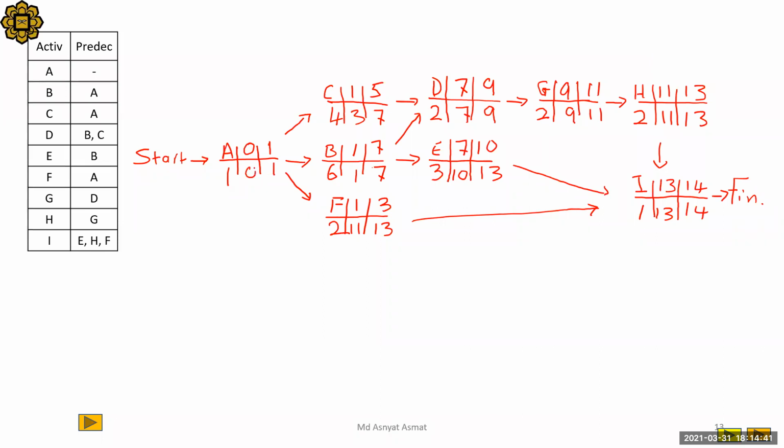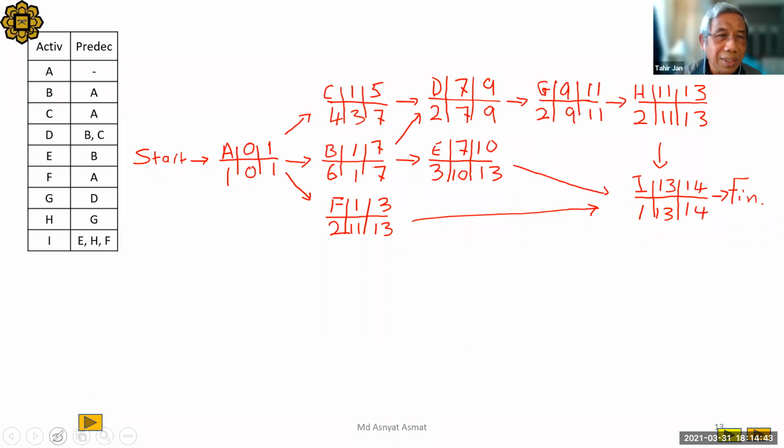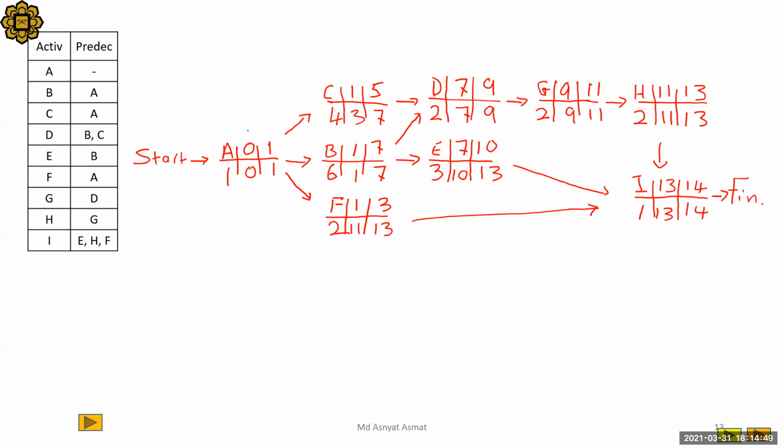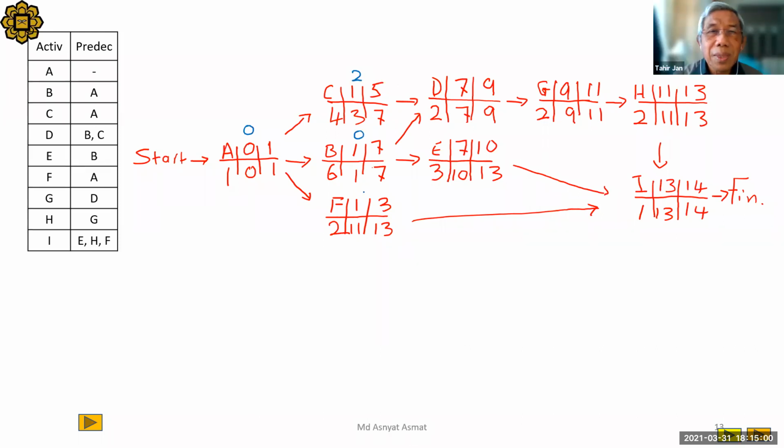1, 0. Okay. So I think we find the slack. The slack is 0. C, 2. B, 0. F, 10. D, 0. E, 3.